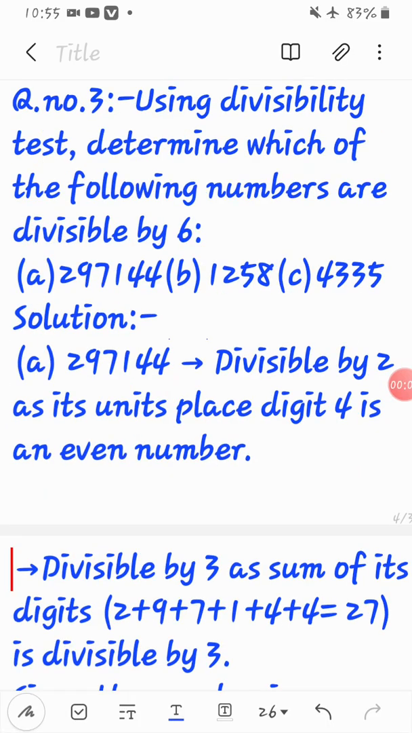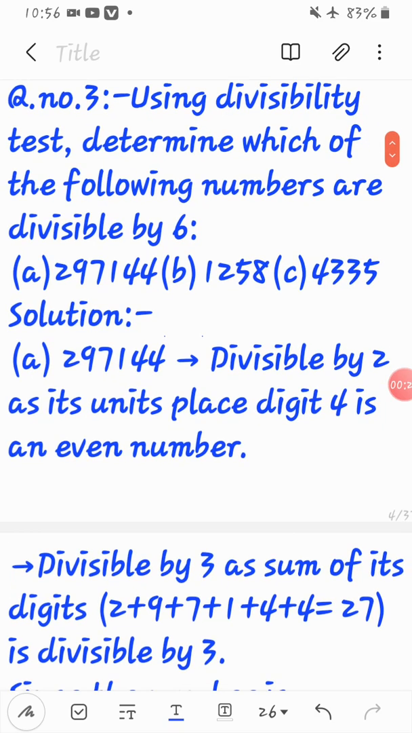Now question number 3. Using divisibility test, determine which of the following numbers are divisible by 6. At first you have to remember the rule of divisibility by 6. It should satisfy the rule of 2, that is the last digit should be 0, 2, 4, 6 or 8, and the rule of 3 also, that is after adding all the digits, the result should be divisible by 3. If it satisfies both the divisibility rules of 2 and 3, then obviously it will be divisible by 6. So the first question is here.